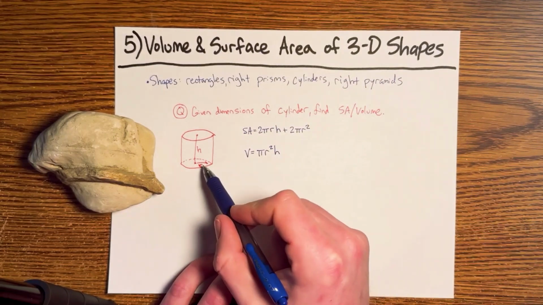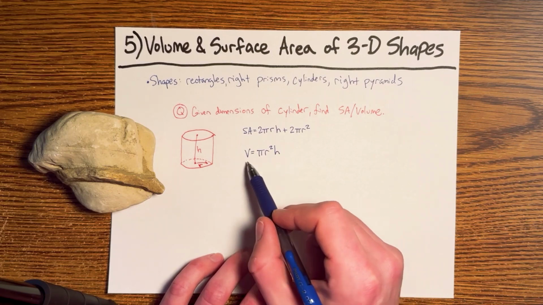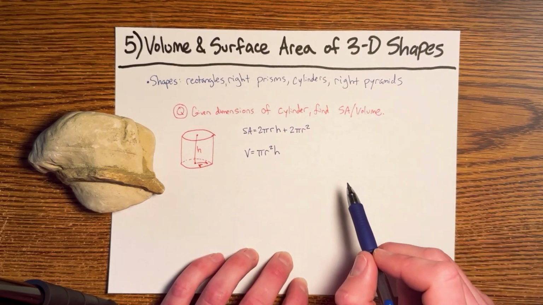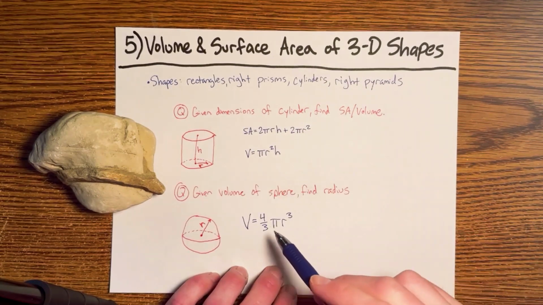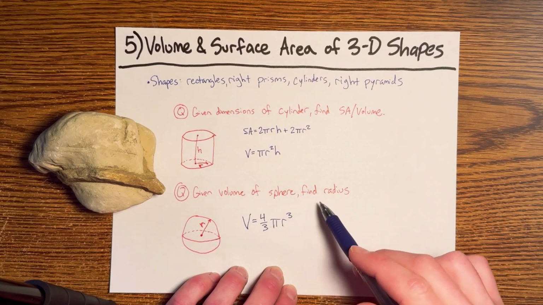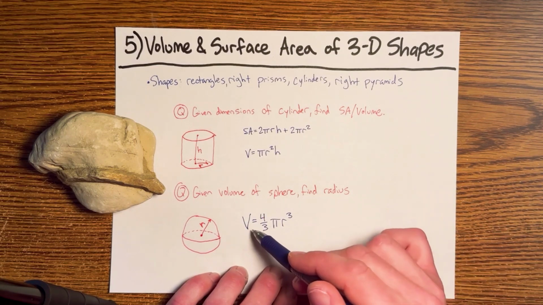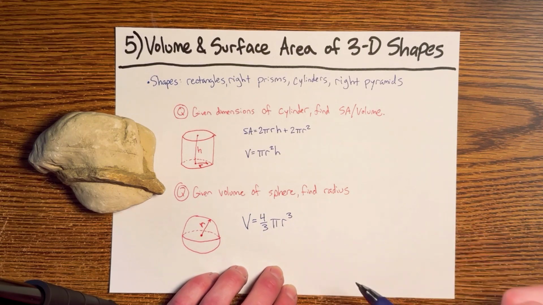And again, you'll be given the radius and the height dimensions, and you can simply plug in and calculate the surface area or volume for any of these shapes. Just try to be familiar with how to apply those formulas to the given shapes. Similarly, you may be given the volume of a sphere and asked to find the radius, so we're working in the opposite direction here. But again, you're just going to plug in the numbers where needed and follow through with that calculation to find the radius.